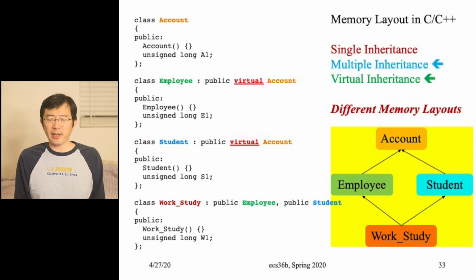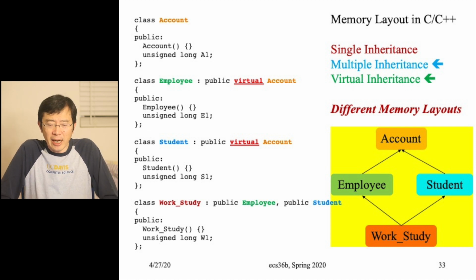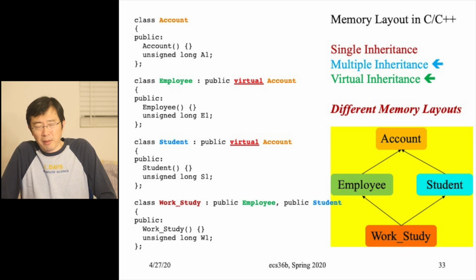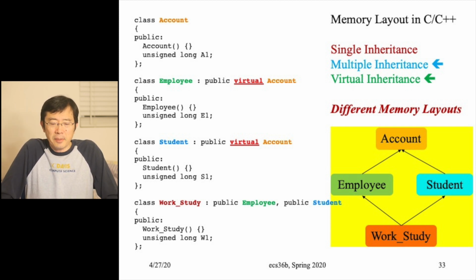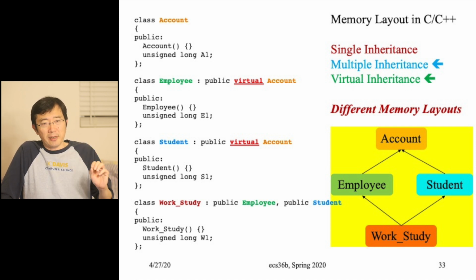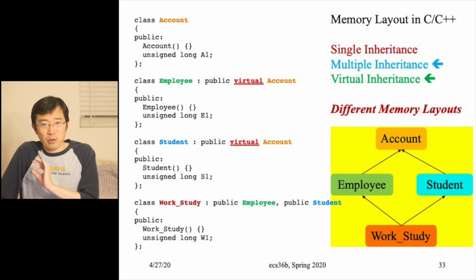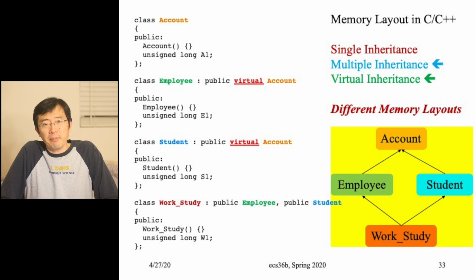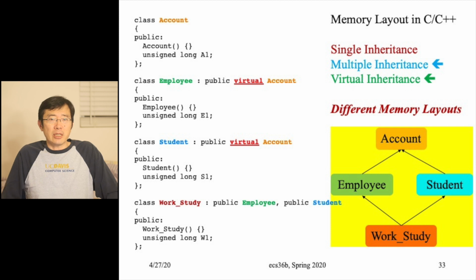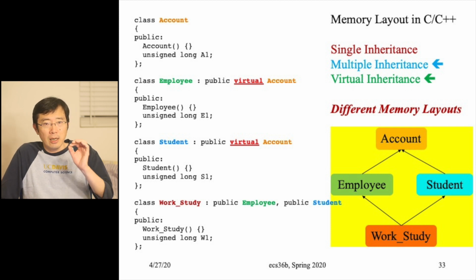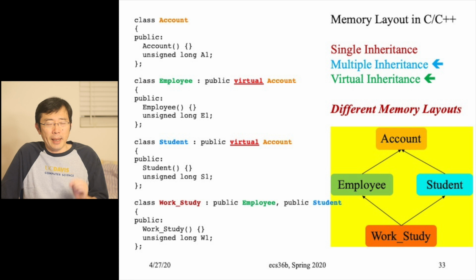So in fact, it's interesting. We have three different kinds of inheritance. Single inheritance, I will show you, is the most simple one. And between multiple inheritance and virtual inheritance, because the account has one copy or two copies, it turns out their memory layouts are quite different. I'm not going to tell you precisely how they implement this different layout, but I want to show you an example of how different they are.